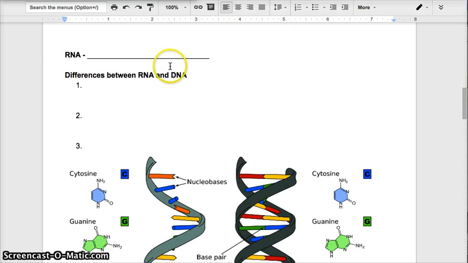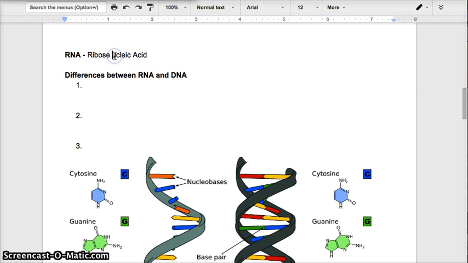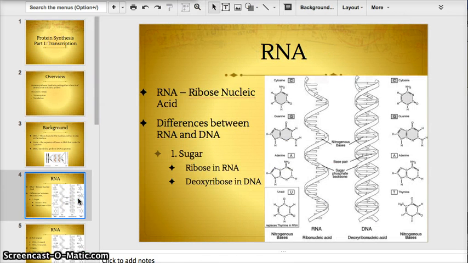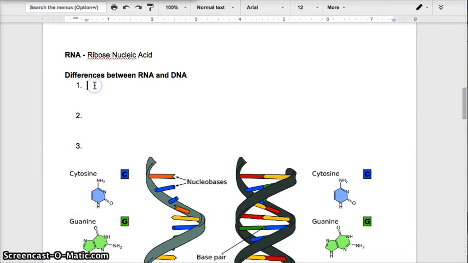Alright, so what is RNA? Well, RNA is ribose nucleic acid. And there are three differences between RNA and DNA. So first of all is the sugar. This is the least of the three that I want you to remember. So the sugar in the DNA is deoxyribose. That's where it gets its name, deoxyribose nucleic acid. And same with ribose. Ribose gets its name from ribose nucleic acid. So the sugar is different. And that's all. I don't really care too much about that. These next two are more important.